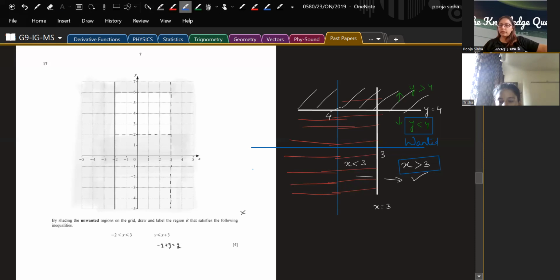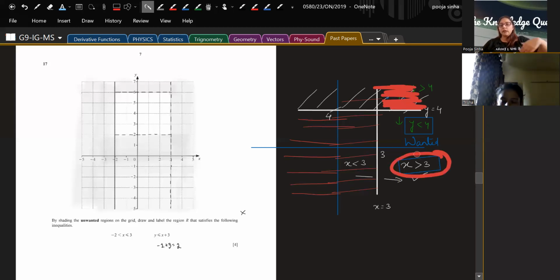Clear? So will the above shaded region be included? No, because that is definitely a part of x greater than 3, but it is not a part of y less than 4. है ना? So this part, ये वाला part जो है, I'll just show you like this. This part is not included, although it was a part of x greater than 3, but I can't include it in my answer because my answer has to satisfy two things, this and this.